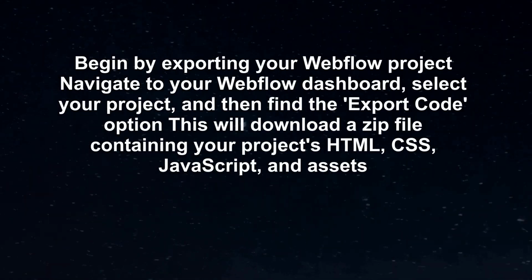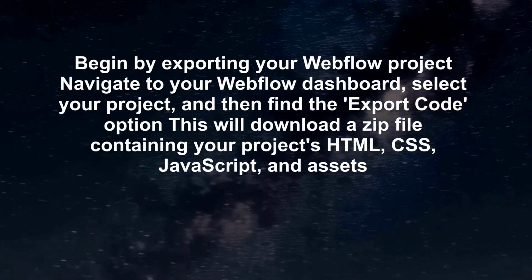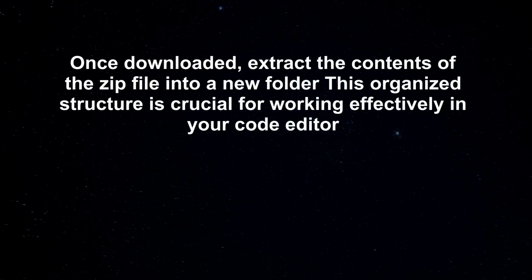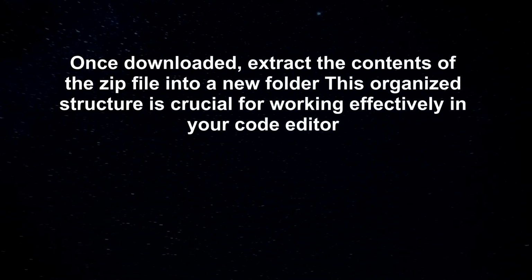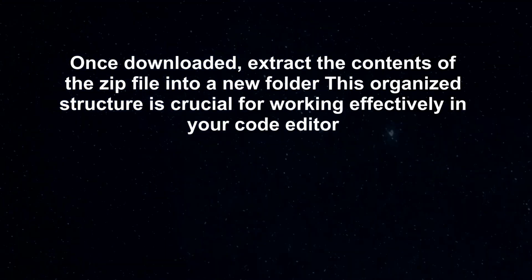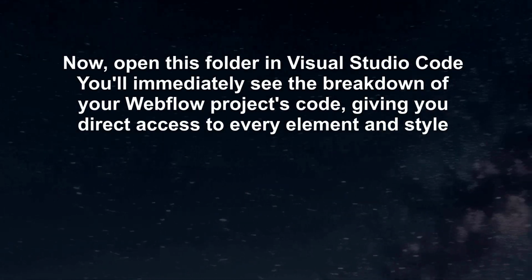This will download a zip file containing your project's HTML, CSS, JavaScript, and assets. Once downloaded, extract the contents of the zip file into a new folder. This organized structure is crucial for working effectively in your code editor. Now, open this folder in Visual Studio Code.